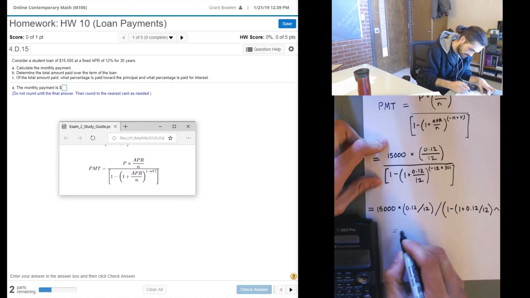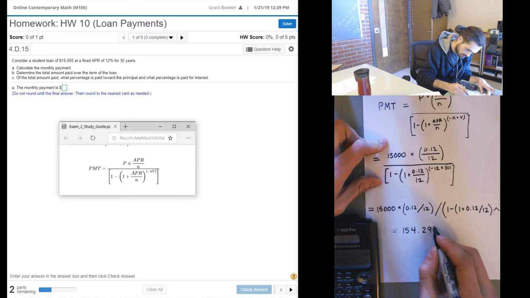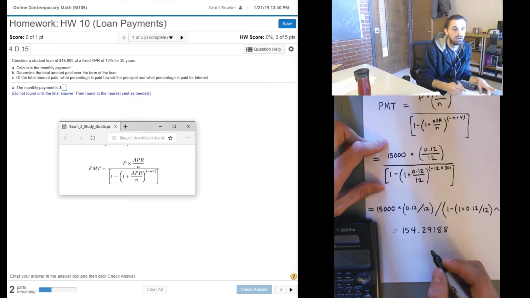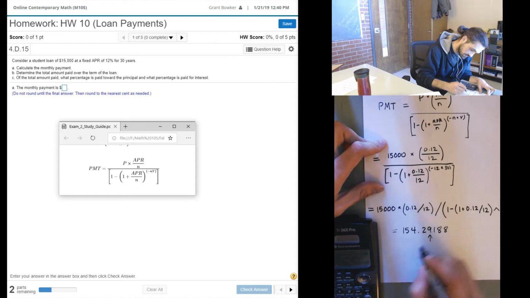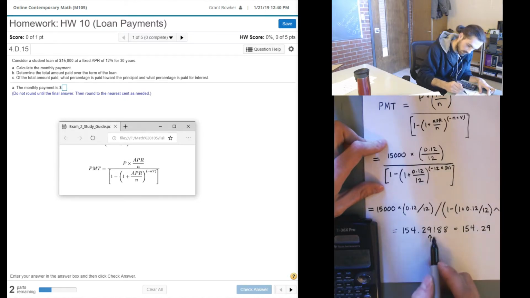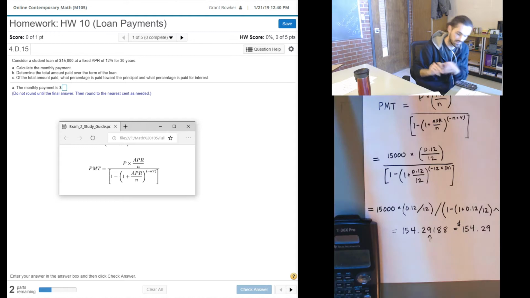And we get 154.29188, and so on. Do not round until the final answer, then round to the nearest cent, which is common for money-based problems. The 1 is not enough to round up my penny, so it sits at $154.29.